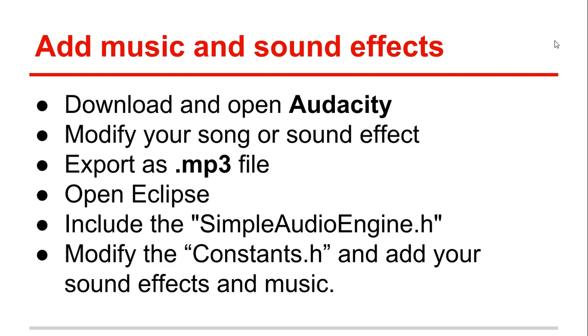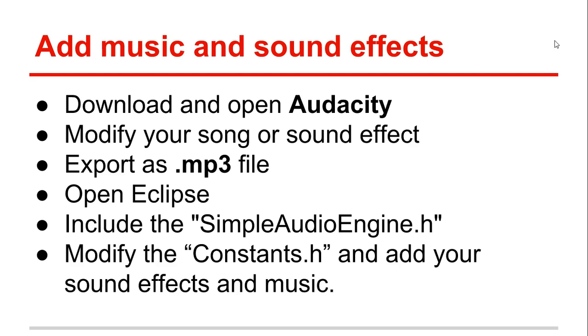So, adding music and sound effects is pretty simple in our project. Just go ahead and download and open Audacity. You can find the link for the download in the description below. Then, just modify your song or the sound effect, export as MP3 file. Then we're going to open Eclipse, and we're going to make sure that the include for the SimpleAudioEngine.h is in our source code, and we're going to modify the constants.h file, and we're going to add our sound effects and music.